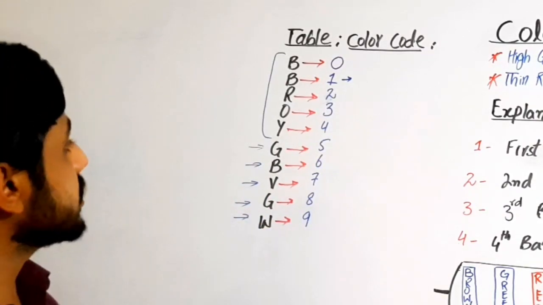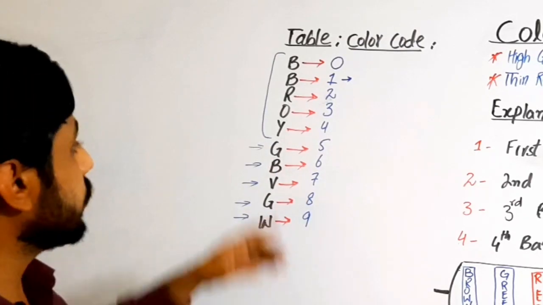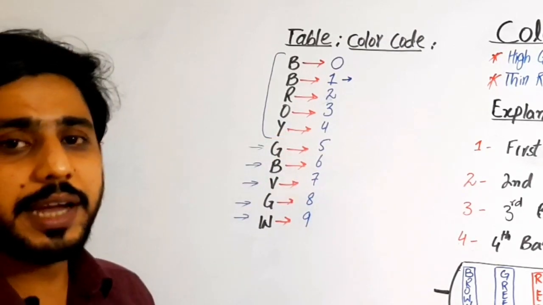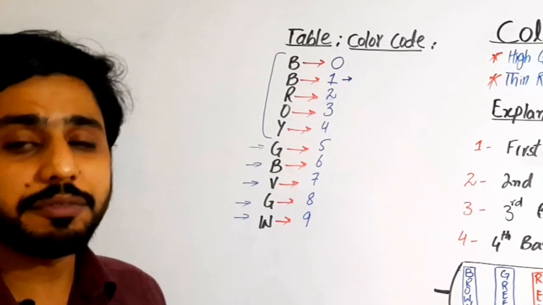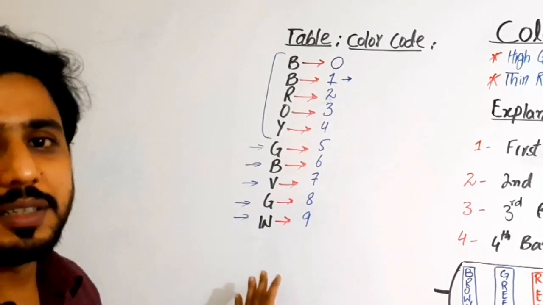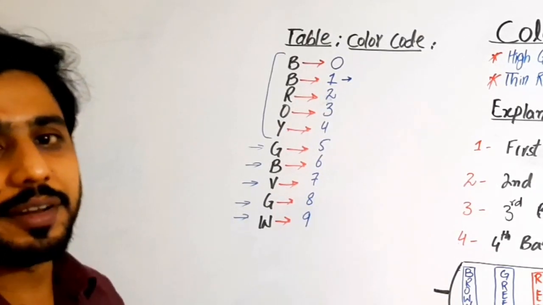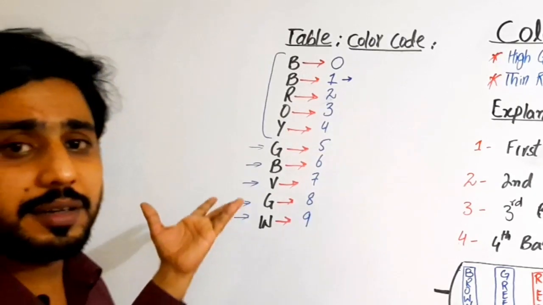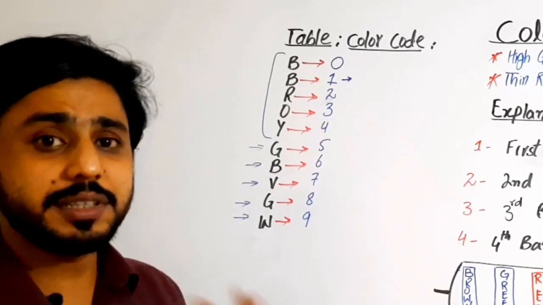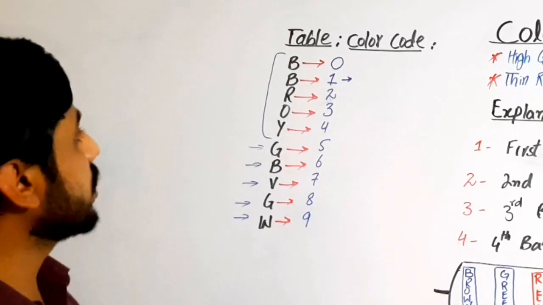If I ask what is the value of yellow, then you will say its value is 4, and if I ask what is the value of white, then you say the value of white is 9. Then how can we remember it with an easy formula? I have a formula to remember it.